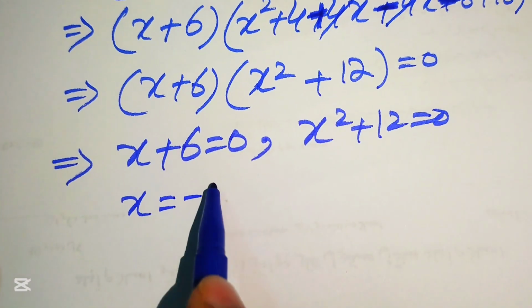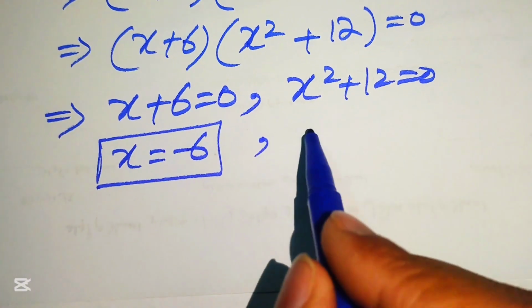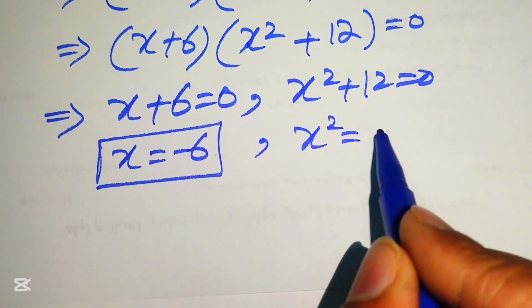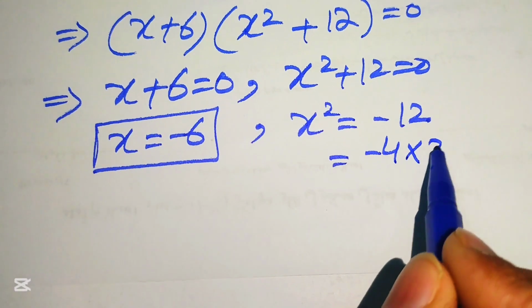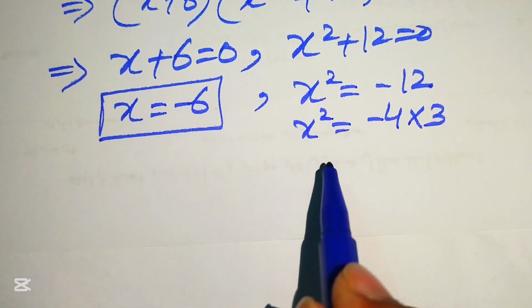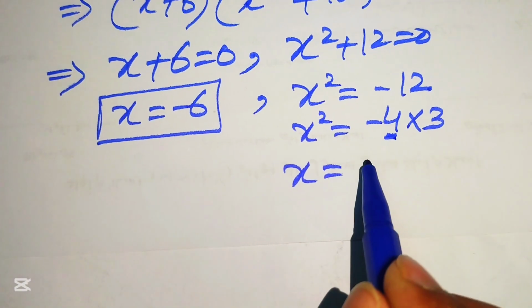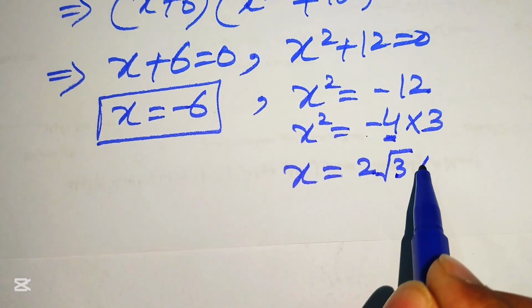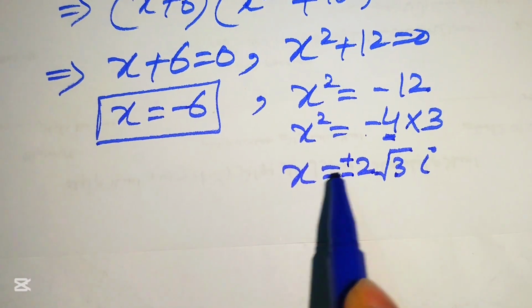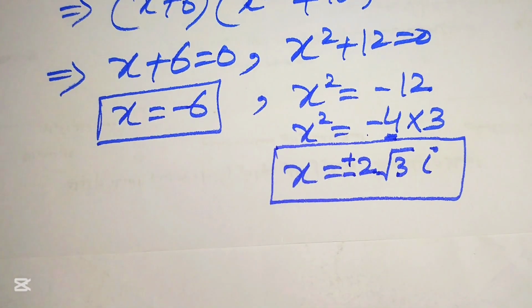Here you get the value of x equals minus 6, and here we move this 12 to the right hand side, and we get x square equals minus 12. And we write this minus 12 as 4 times 3, so that we can take the square root on both sides, and you get x equals, the square root of 4 is 2, the square root of 3 is square root of 3, and the square root of minus 1 is iota, and here we write the plus minus sign. These are the other two complex roots of the given equation.